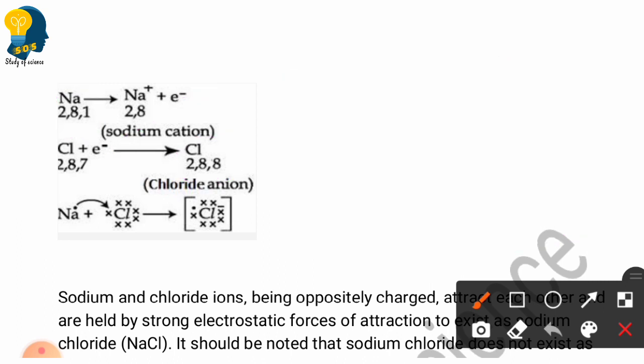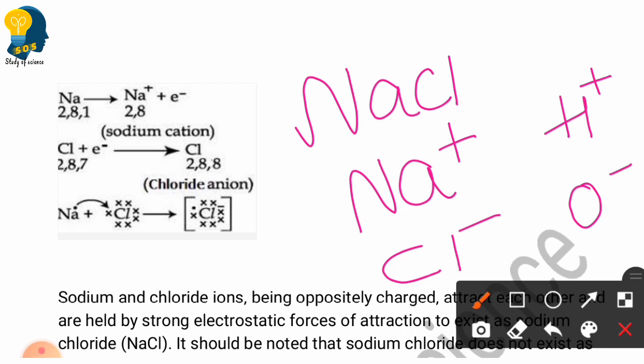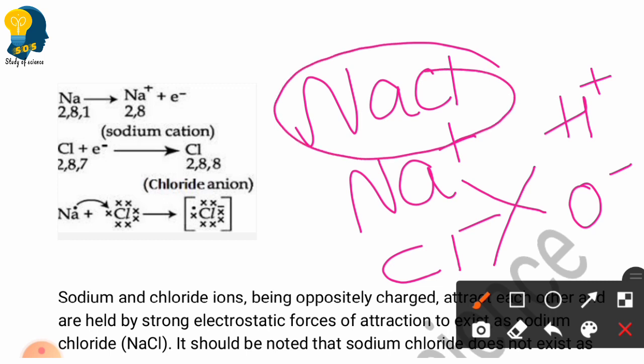That is the reason when we put NaCl into water, it becomes Na plus and Cl minus. Because in water there is H plus and O minus. Oxygen and hydrogen atoms are there, right? So Na will go to oxygen, chlorine will go to hydrogen. So that is the reason whenever we put salt into water, it will be easily soluble in it.